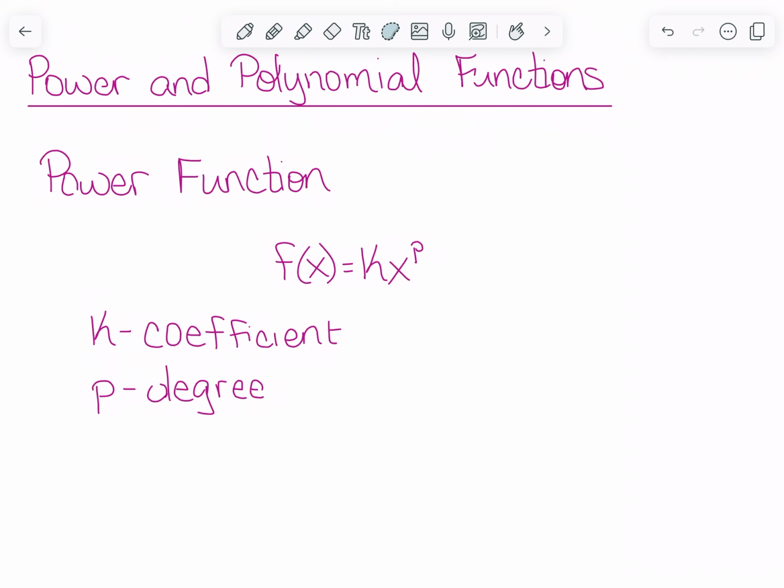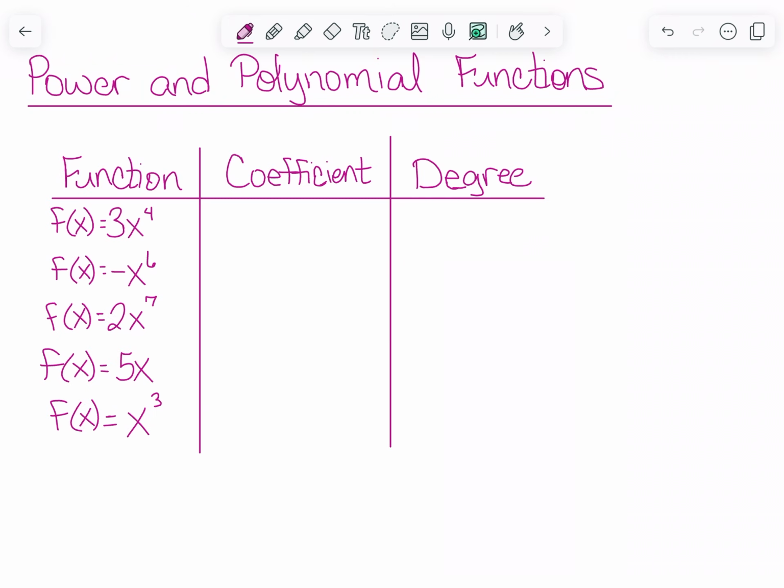So let's look at some examples of this. Here are several different examples of power functions, and for each one I want to figure out what is the coefficient and what is the degree. For the first one, 3x to the fourth. 3 is the number out front, so it would be the coefficient, and 4 is the exponent, so it would be the degree. For negative x to the sixth, the coefficient would be the number in front. Here we just have a negative sign. That tells us that the coefficient is negative 1. And the degree would be the exponent, or 6.